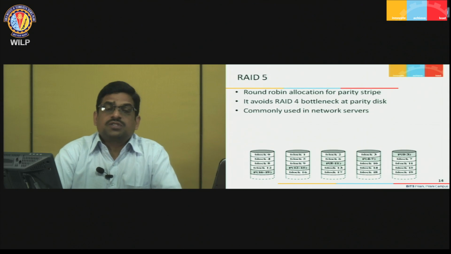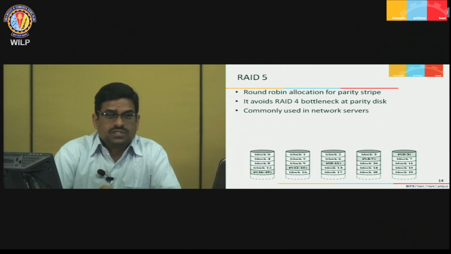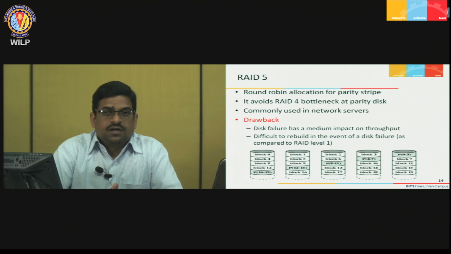This RAID 5 is commonly used in network servers. It is very popular. In most network server systems RAID 5 is implemented because it is better in terms of redundancy, and the single point bottleneck of parity, as in RAID 4, is not there. Any drawback? A disk failure has a medium impact on the throughput, because it is difficult to rebuild in the event of a disk failure compared to RAID 1.